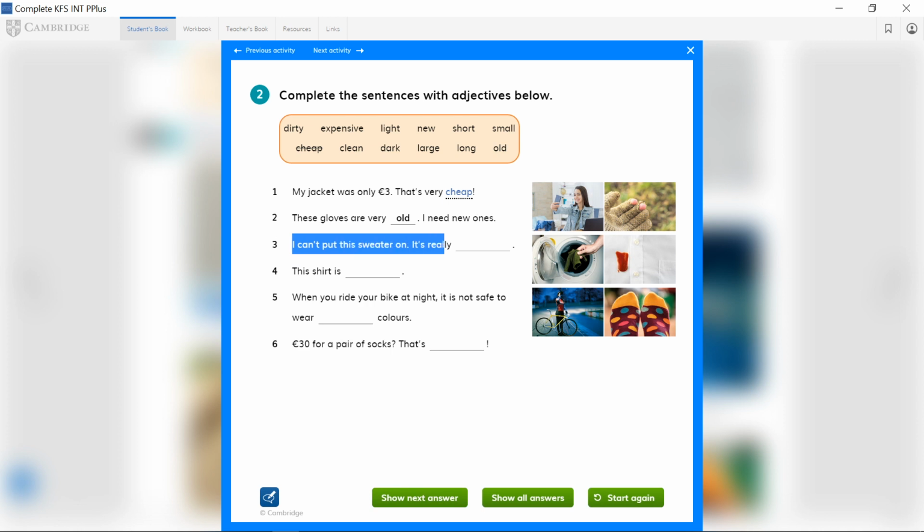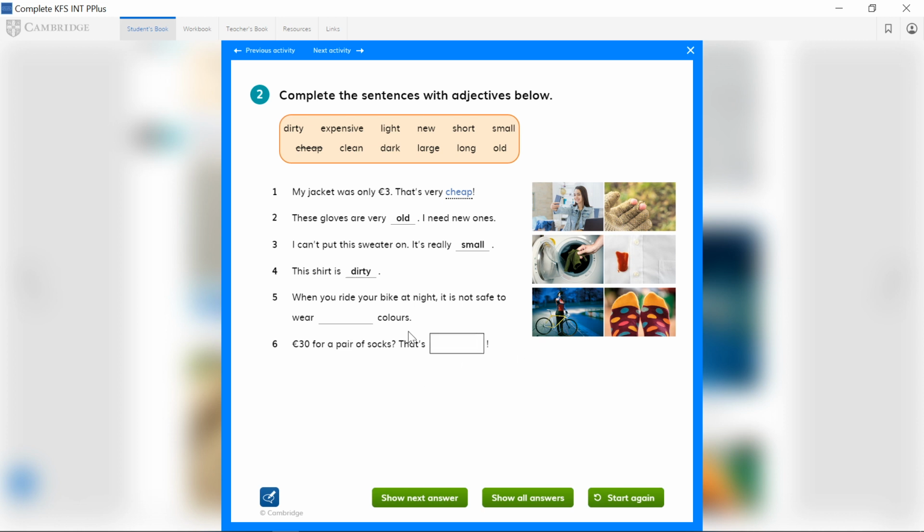Okay? Excellent. Question 3. I can't put this sweater on. It is really. Alright, so this is the size of the sweater, guys. This sweater is very small. So he can't put the sweater on. So the correct answer here is small. I can't put the sweater on. It is really small. Okay? 4. This shirt is, oh no. So you can see there is some ketchup on the shirt. So when the shirt is with ketchup, you have to say it is dirty. Okay? So the shirt is dirty. It is not clean. Okay?